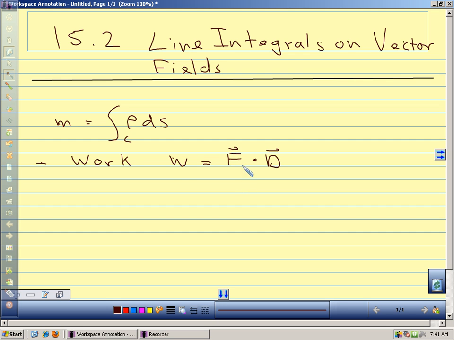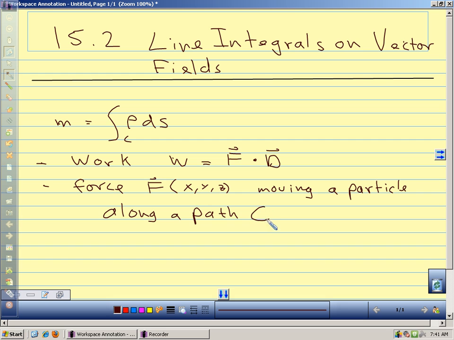So we're going to look at this in terms of finding work done by a force moving a particle along some path. So we have a force that varies with x, y, and z, and we are moving a particle along a path C. And C is a smooth curve, just like we talked about yesterday. So this is how we're going to analyze this idea of finding the line integral of a vector field.